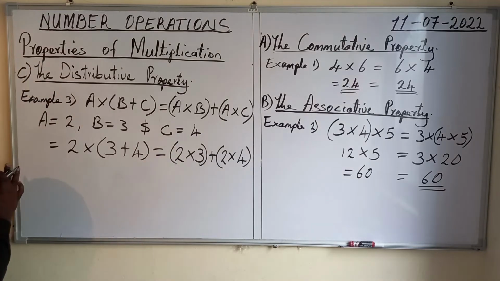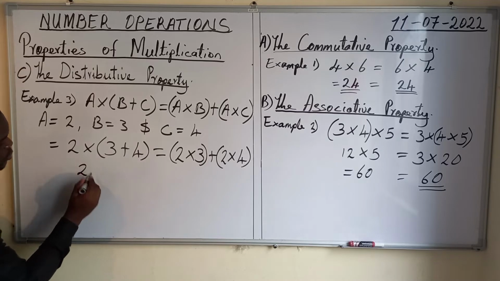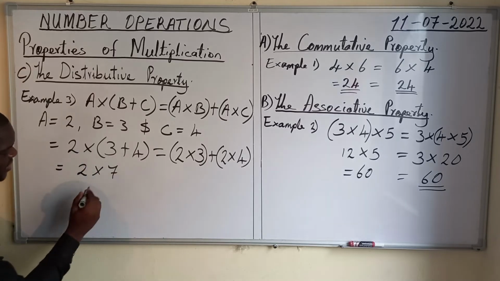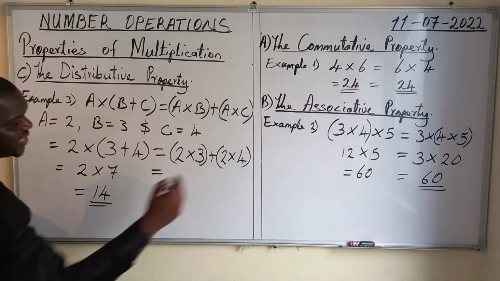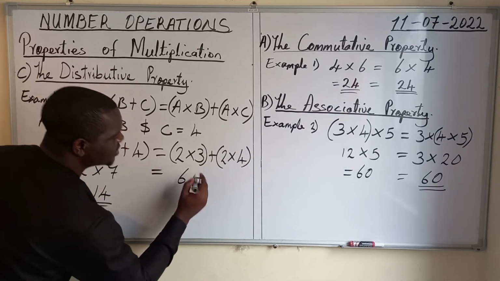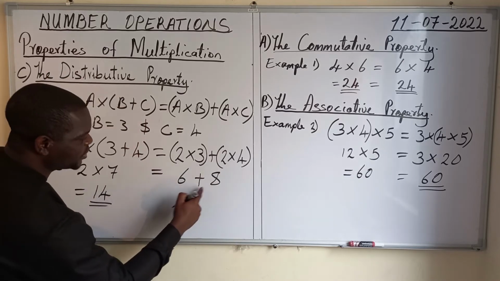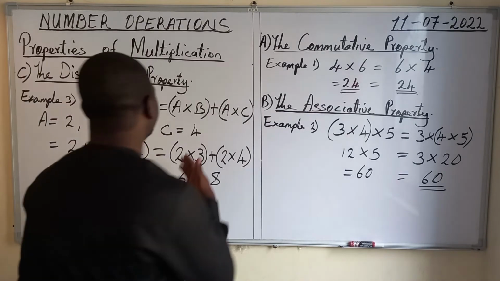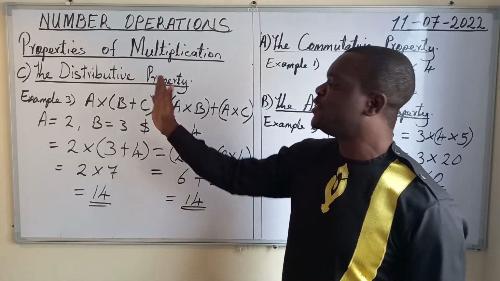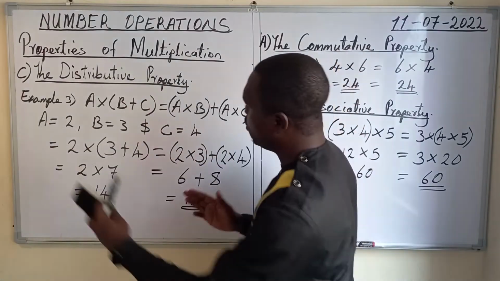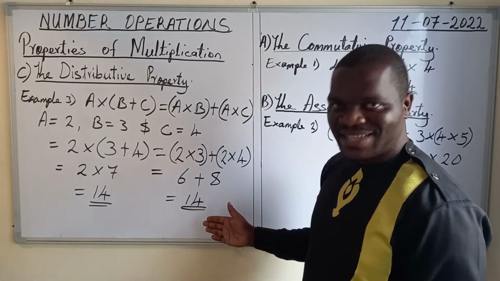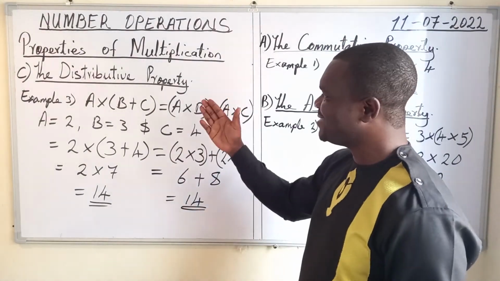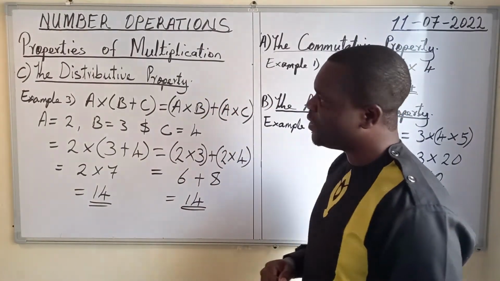Let's solve gradually. To the left, let's solve the bracket. 3 plus 4 is 7, and our answer will be 14. Let's go to the right. 2 times 3, 6. Plus 2 times 4, 8. And 6 plus 8 is equal to 14. So if you look at this carefully, you'll realize that no matter how you distribute the numbers to the left or to the right, your answer will be the same when it comes to multiplication of whole numbers. So this is the distributive property of multiplication.